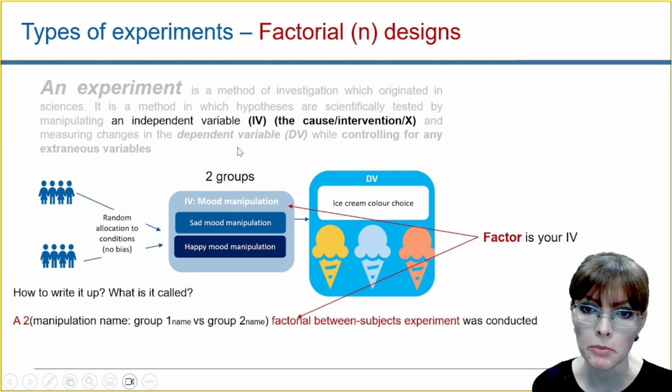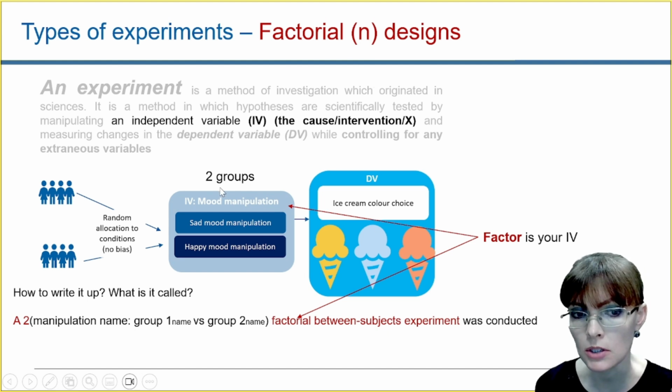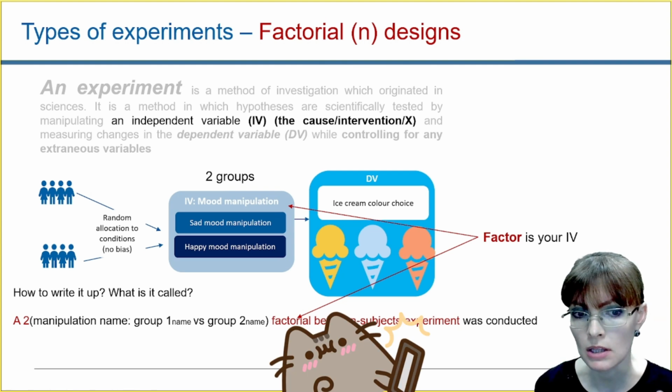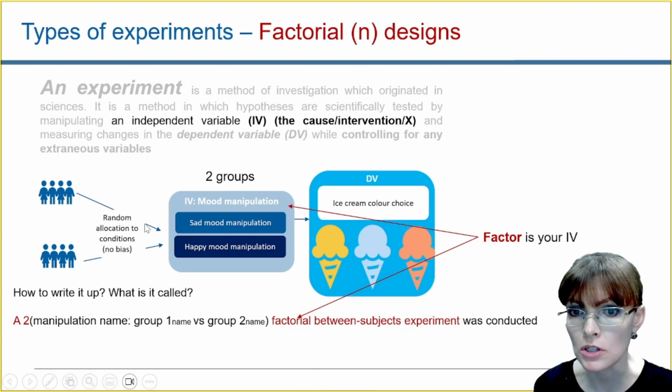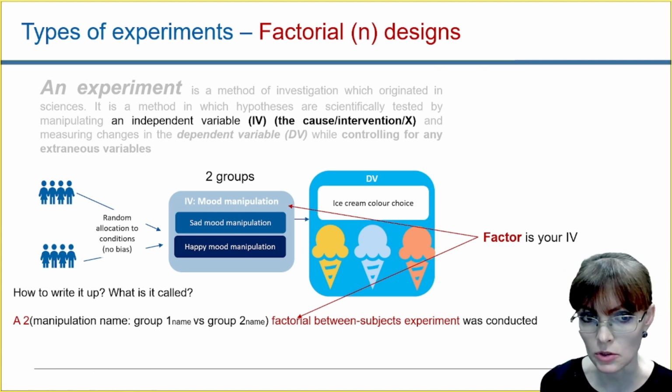First, you need to think about your independent variable as a factor. That's why I am calling this factorial design, and N here stands for the fact that there could be multiple factors, multiple independent variables that you may be manipulating in your experiment. But in this one on the screen, I have only one factor, which is mood manipulation. I will show you more complex examples in a few seconds.